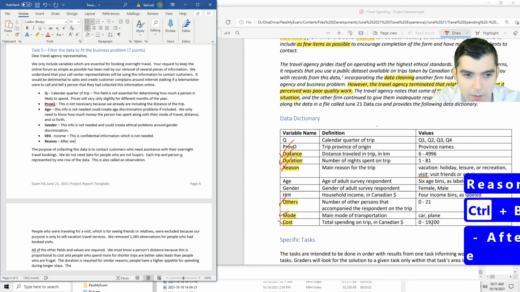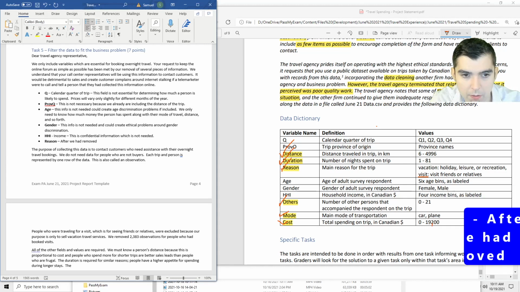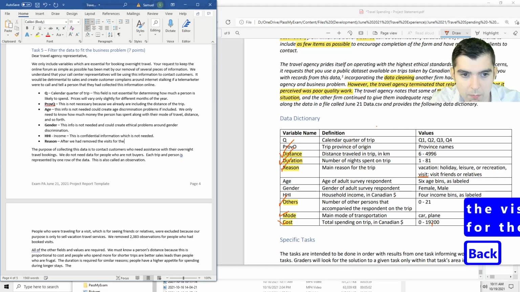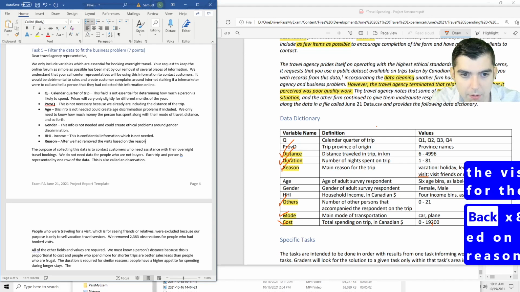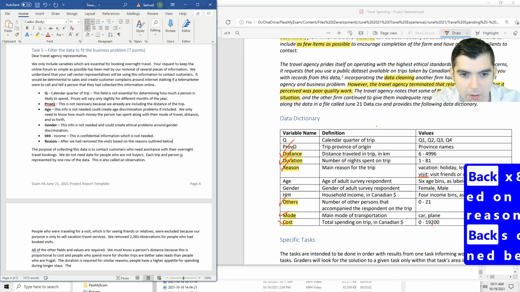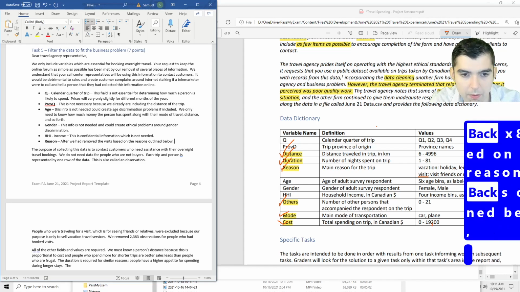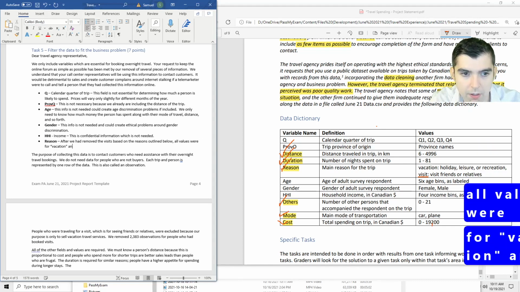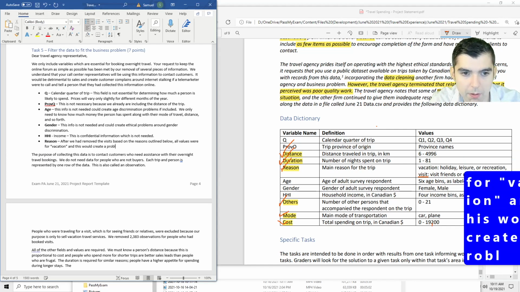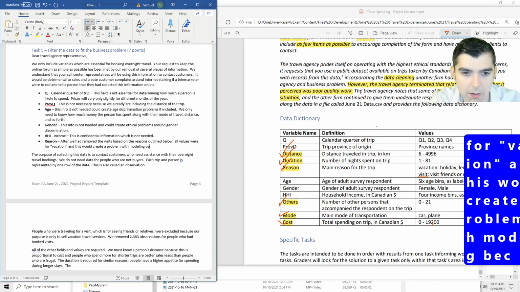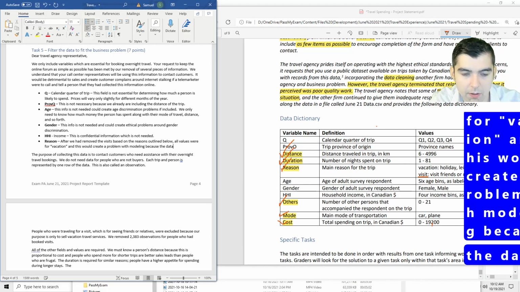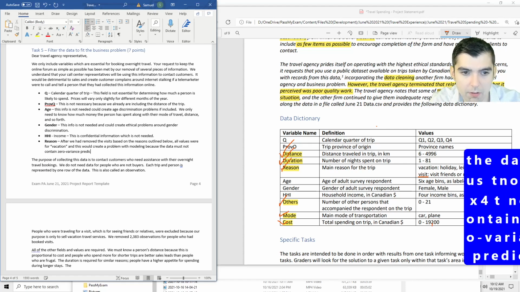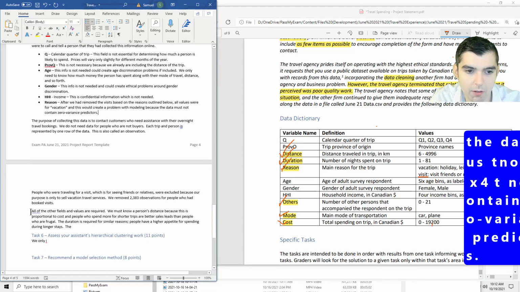After we had removed the visits for the reason outlined below, all values were for vacation, and this would create a problem with modeling because the data must not contain zero variance predictors. Okay, all of the other fields and values are required.